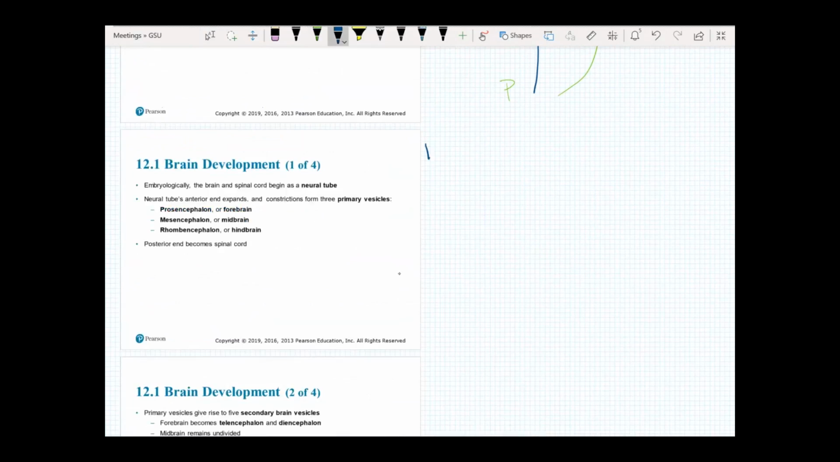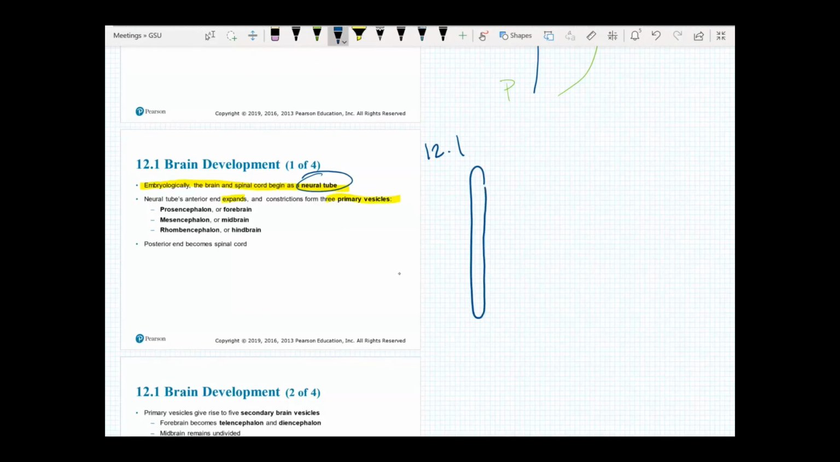12.1, looking at overall brain development. When the brain actually starts developing, it will start as what is called a neural tube. Basically this neural tube is in embryonic development. The neural tube will become this one long tube, and as it expands, it will then form three primary vesicles. Here's our neural tube, and by tube it really does look like a long skinny tube.